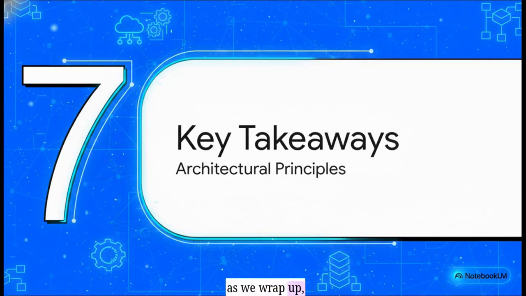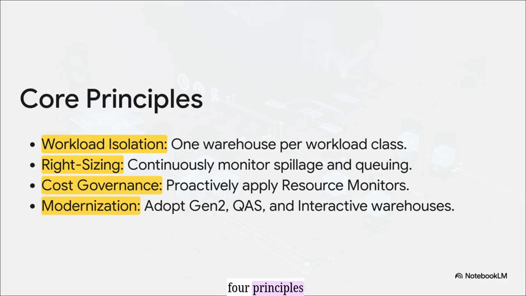So, as we wrap up, let's distill all of this technical detail into the key strategic principles that really should guide every platform leader and architect. Really, 4 principles form the foundation of a mature compute strategy. First, absolute workload isolation. Second, continuous right-sizing based on the real data you see in the account usage schema. Third, proactive cost governance. Use resource monitors as a default, not an afterthought. And fourth, a strategy of progressive modernization, adopting new capabilities like Gen 2 and QAS where they deliver clear value.